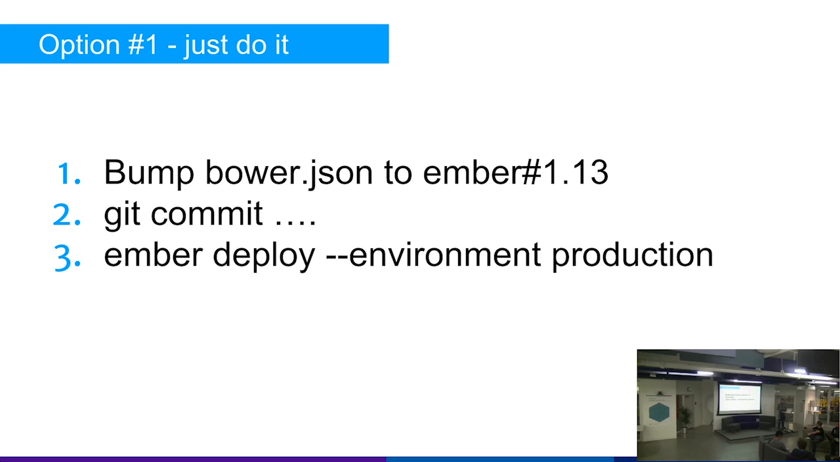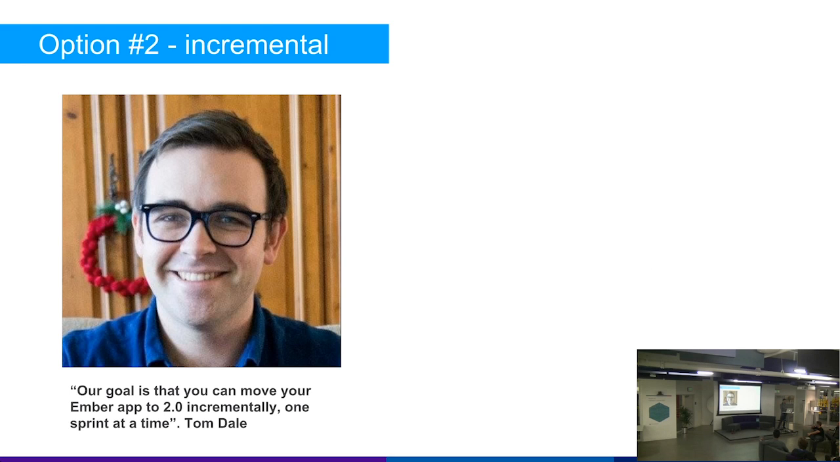So the first option on how you will do it is you'll just go for it. Just open your bower.json, bump the version of Ember, point it to Ember 1.13, or if you're a bit more courageous, point it to Ember Beta or Canary, and then run ember deploy and commit to production. If that works, then that's great, and that should actually be your first option. However, for most of us, we need to do all of these things incrementally.